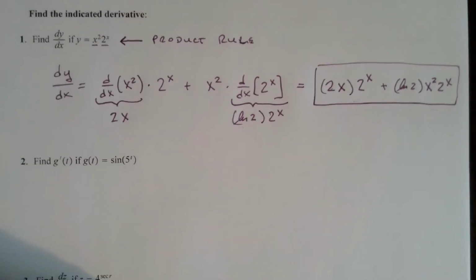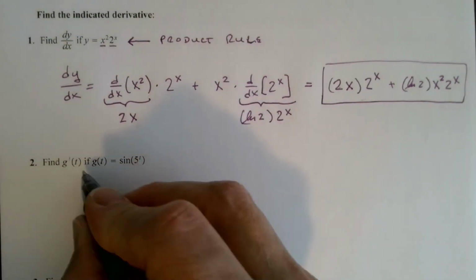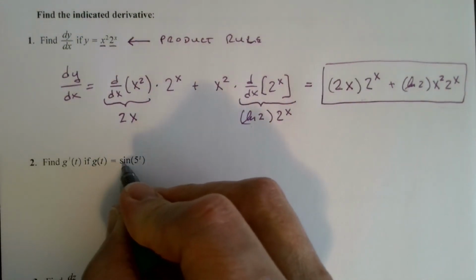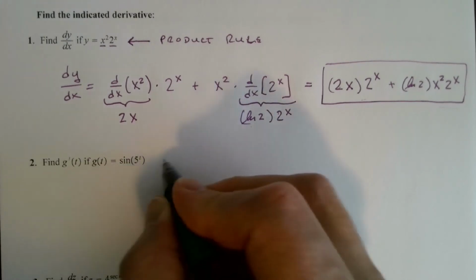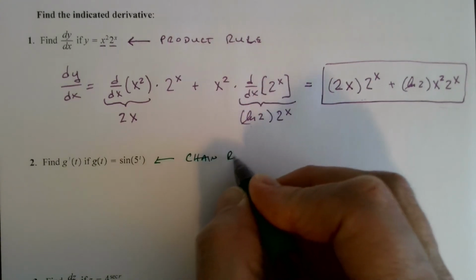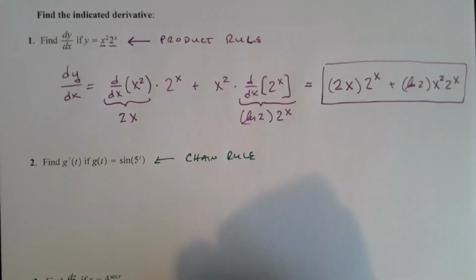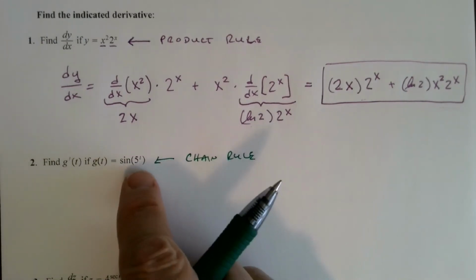Okay. Let's look at the second one. What rule do we have to use here? Find g prime of t if g of t is sine of 5 to the t. This is a composition of functions, so we have to use what? Chain rule. This is a chain rule. Right? So the outer function is sine, inner function is 5 to the t.